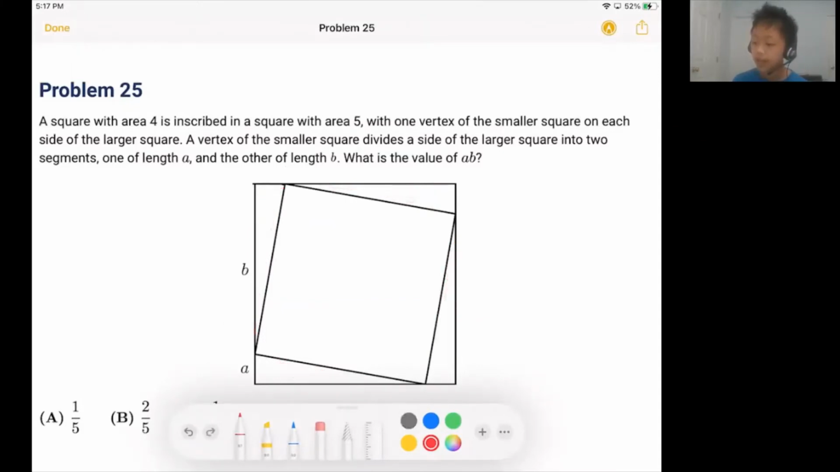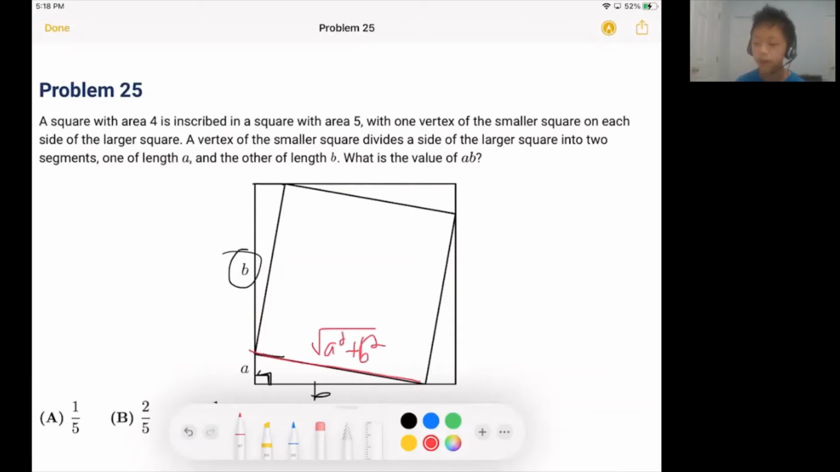Which means that if this has length A, and let's say this has length B, then this has to have length B, just by the symmetry of the triangles. They're all congruent triangles, and this is a right angle, so we can apply the Pythagorean theorem. We find that this red length is equal to the square root of A squared plus B squared.